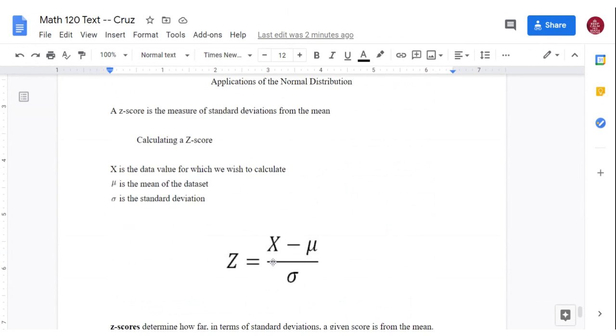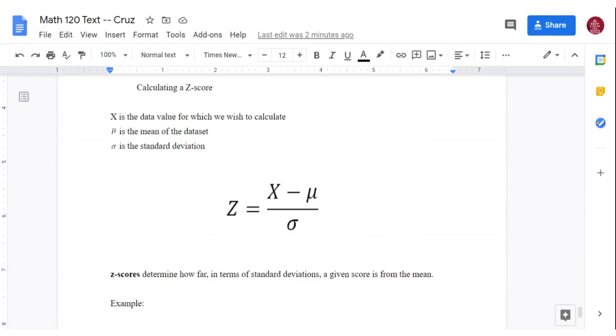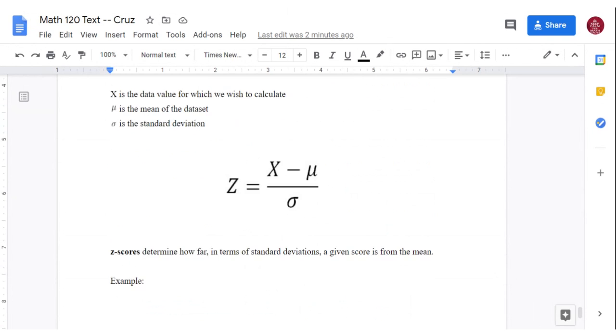So z is equal to, and it's got a numerator and a denominator. In the numerator is whatever piece of data you want to calculate the z-score from. You subtract the mean and then divide by the standard deviation. All right. And that essentially puts it in its relative perspective on the graph. Where does that piece of data reside?